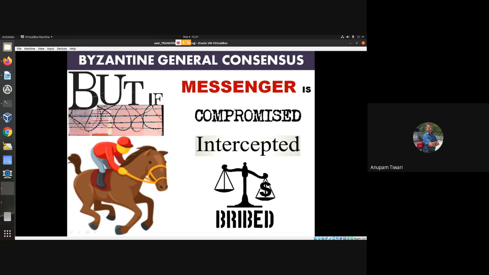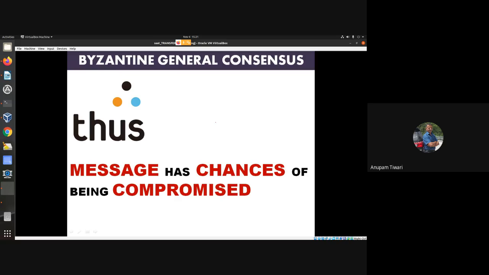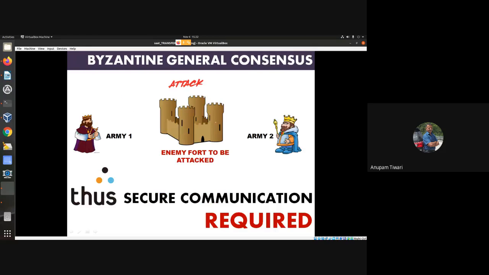But if the messenger is compromised, if the messenger is intercepted by the fort guys, there are chances that army 1 gives the message to attack Monday, and in the middle the fort compromises the messenger and he changes the message to attack Tuesday. Army 2 attacks on Tuesday and army 1 attacks on Monday, and it is a complete failure and they both lose. Now there is a need for a secure communication.